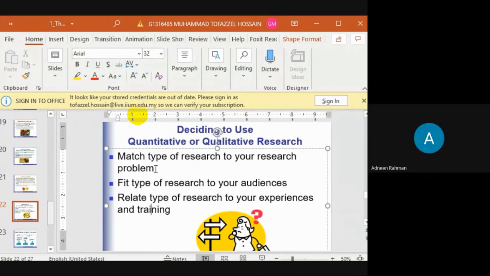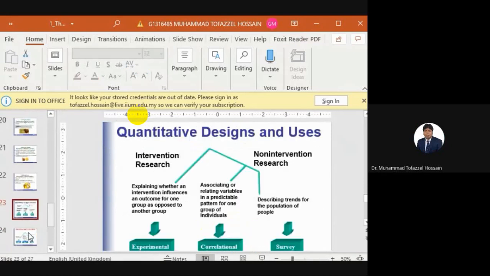Fit the type of research to your audiences. According to your audience, you have to make your research design and questionnaires. Then, relate the type of research to your experience and training. If you do not have the experience, if you do not have the training, can you conduct the research? No, you cannot. If you do not have the ability, the experience, or the skill of analyzing the data, then you cannot.